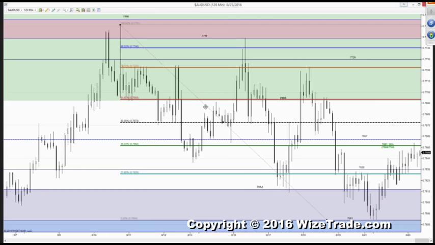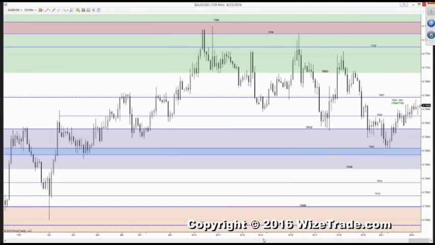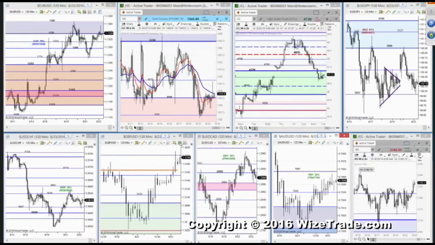Once we get past it, then people start to question, hey, are we still going to keep this downtrend? It looks like maybe we're going to turn it the other way.